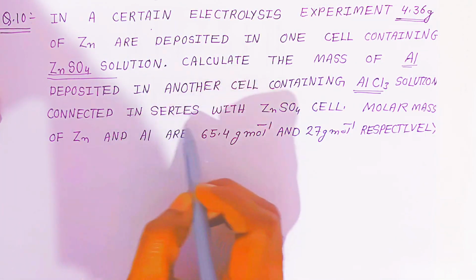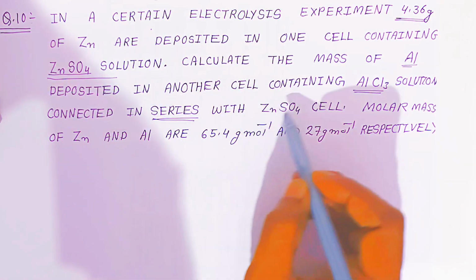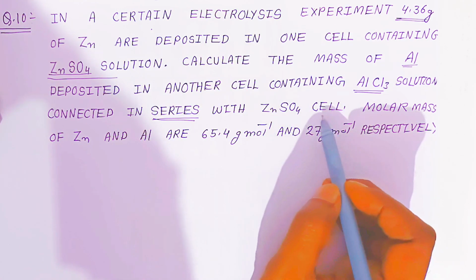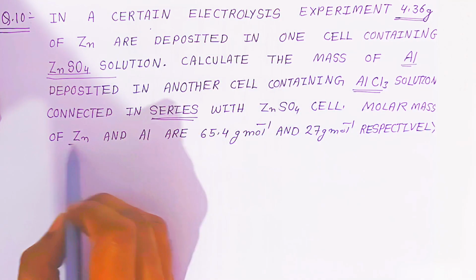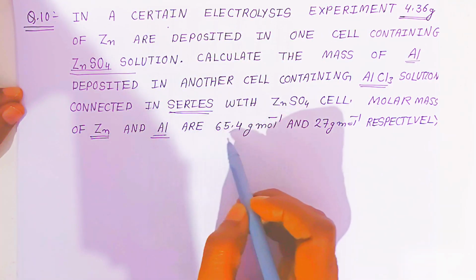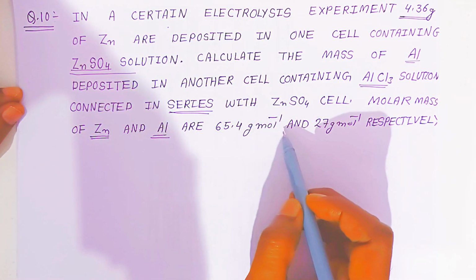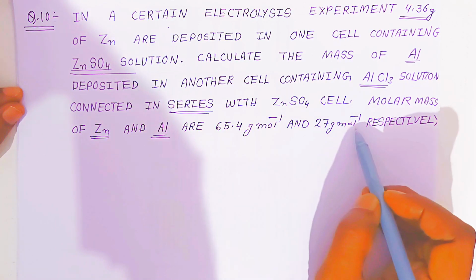Both the cells are connected in series, the word is very important students, with the zinc sulfate solution, that is the zinc sulfate cell also you can say. Molar mass of zinc and aluminium are given, 65.4 gram per mole and 27 gram per mole respectively.